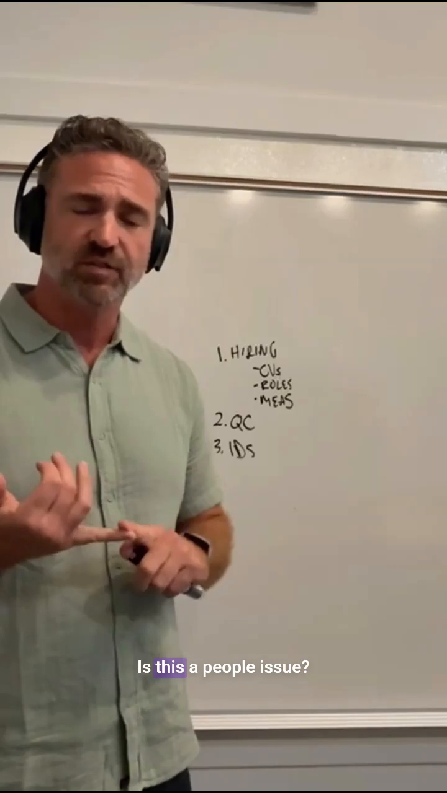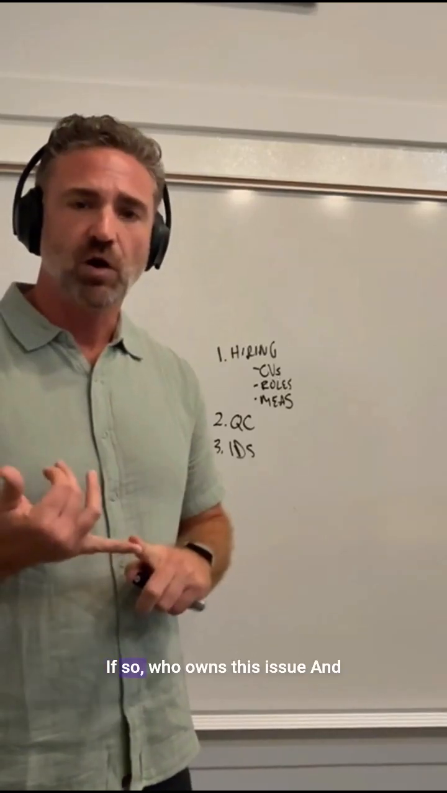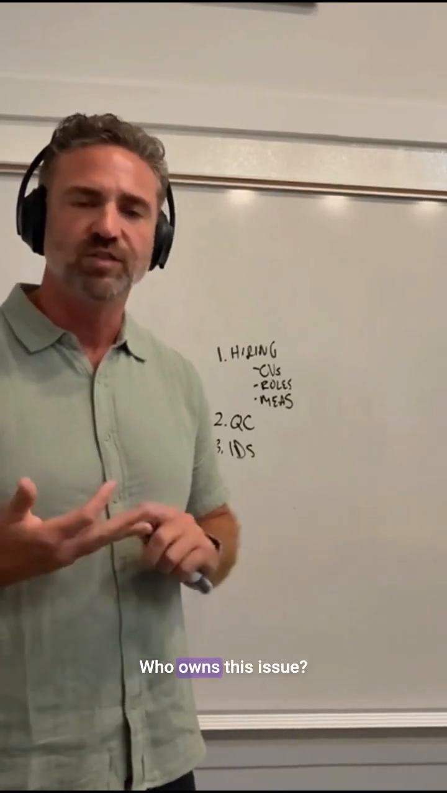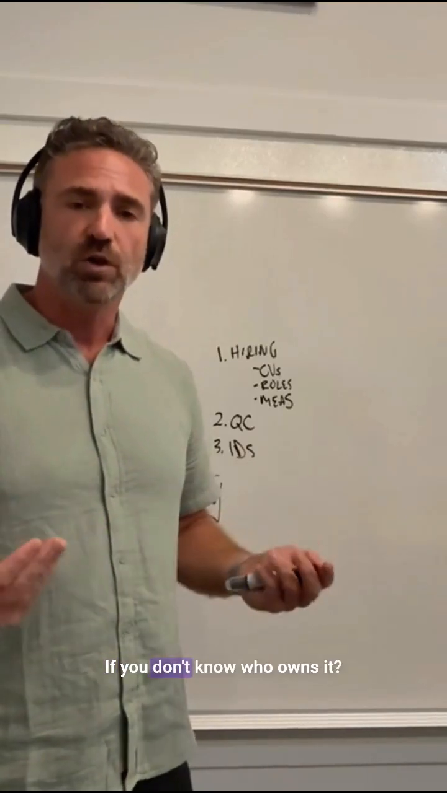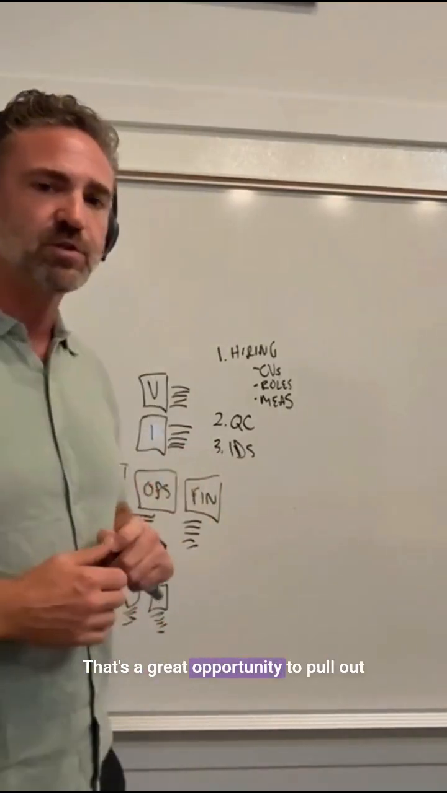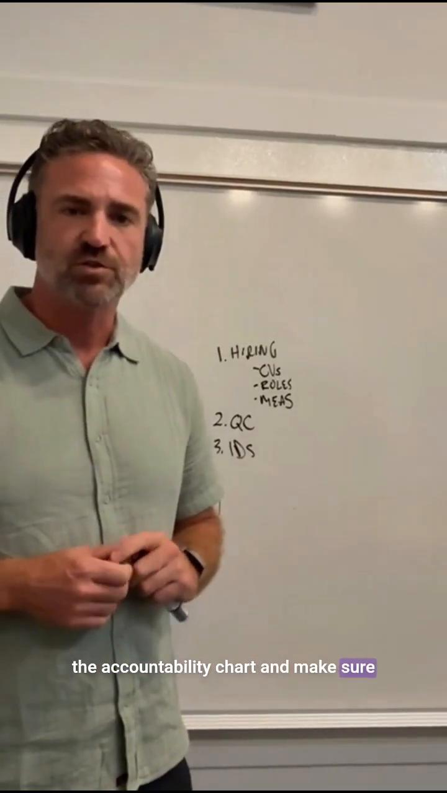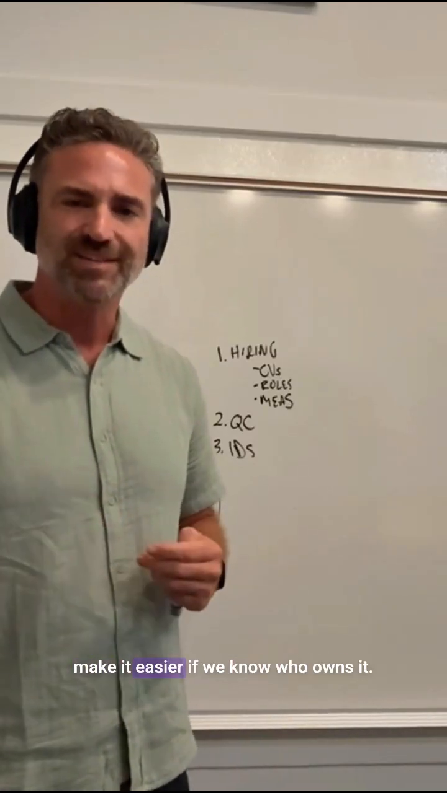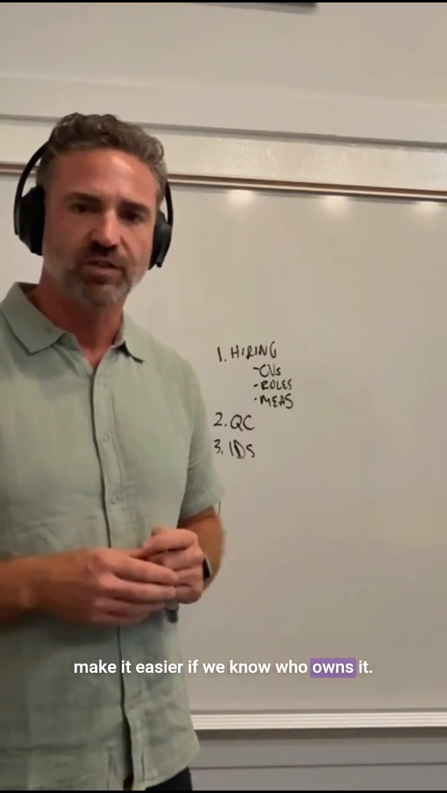At that point, oftentimes, when you're identifying the issue, a great question is, what type of issue is this? Is this a people issue? If so, who owns this issue? And that's for any kind of issue. Who owns this issue? If you don't know who owns it, that's a great opportunity to pull out the accountability chart and make sure you're crystal clear on who owns it. That will help solve the issue and make it easier if we know who owns it.